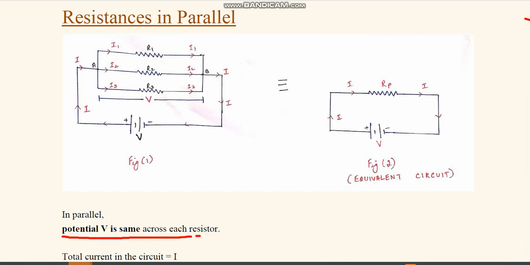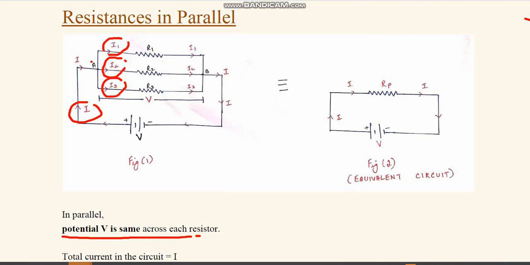Now let us talk about the current. Look here in the figure. I is the total current supplied by the battery. At point A, this current I has three paths to flow, so it divides itself in these three paths. The current through R1 is I1, through R2 is I2, through R3 is I3.